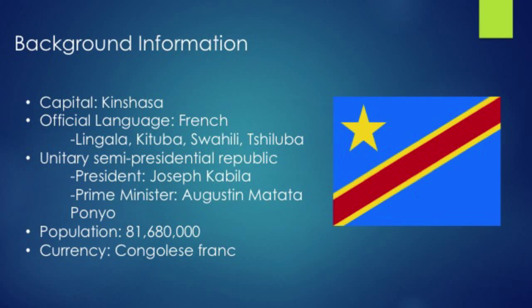Just some general information about the Democratic Republic of Congo. Its capital is Kinshasa. Its official language is French. However, there are multiple other languages spoken in DR Congo, including Lingala, Kituba, Swahili, and Shiluba. The country currently operates under a unitary semi-presidential republic. Its current president is Joseph Kabila, and its prime minister is Augustin Matata Ponyo. Its population as of 2015 is almost 82 million, and the currency the country uses is the Congolese franc.